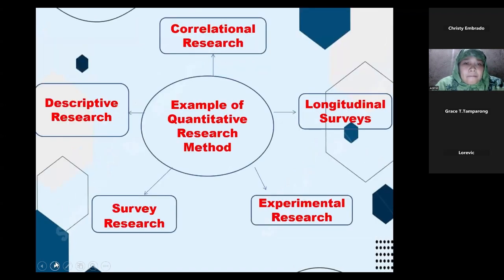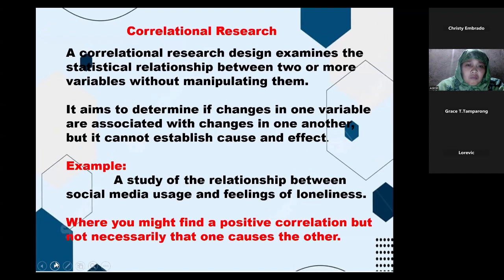Here, as you can see, are the examples of quantitative research methods: the correlational research, the descriptive research, the survey research, the experimental research, and the longitudinal survey. So that is all about the quantitative research methods. Okay, next.